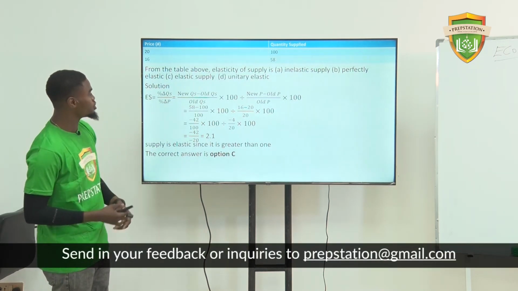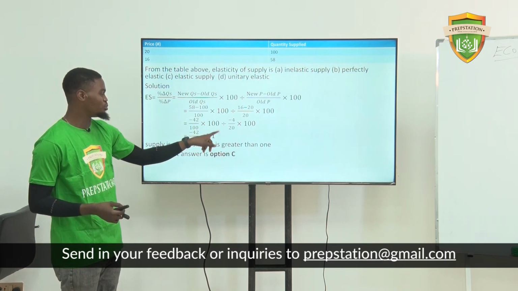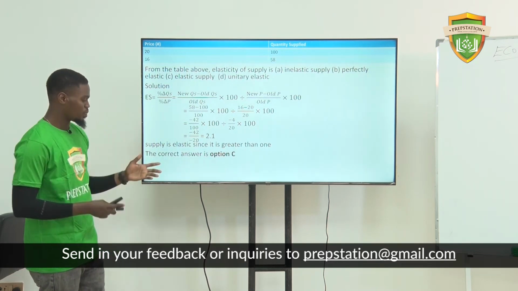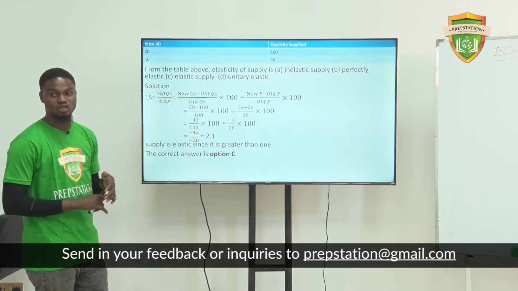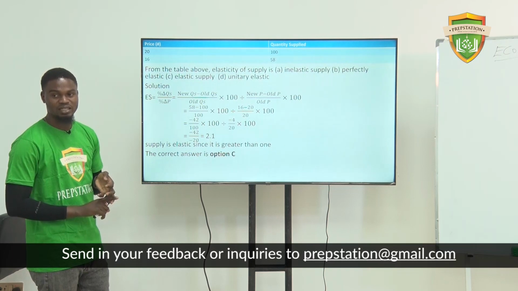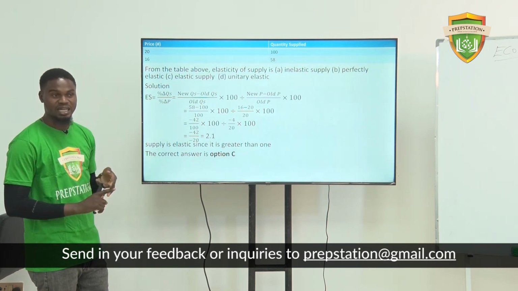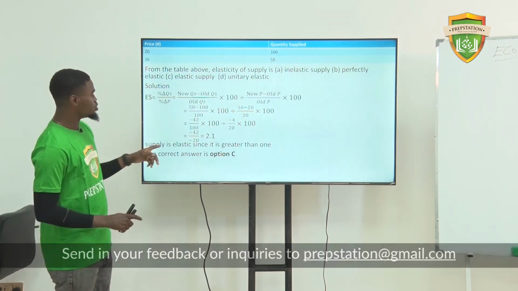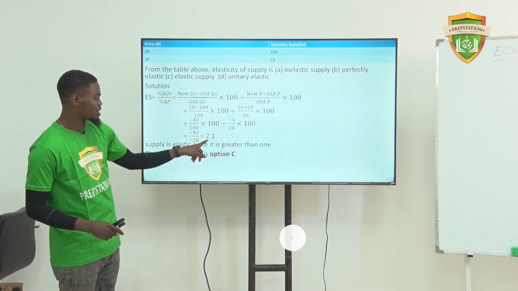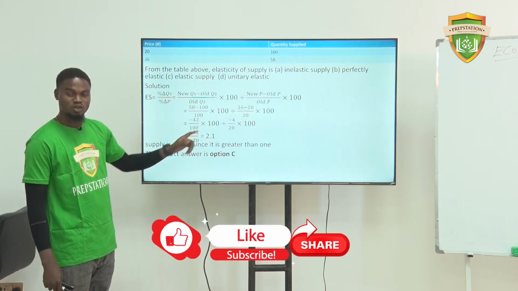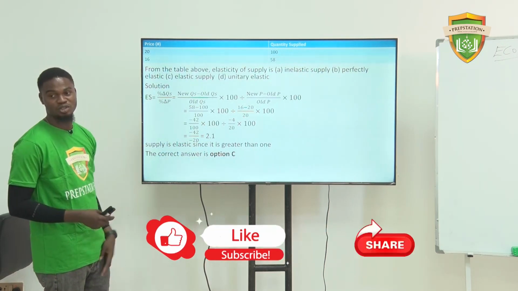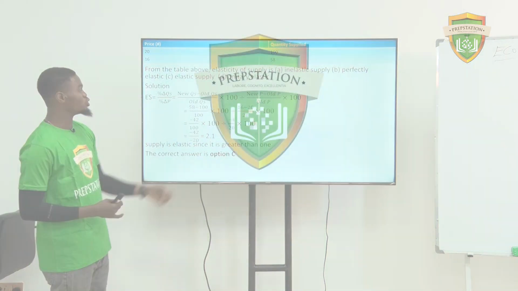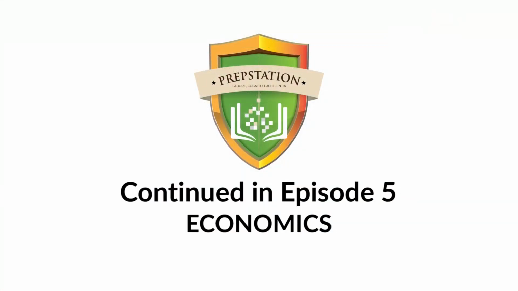So looking at the question, now we're asked to interpret what we have here. Remember, when your elasticity of supply is 1, it is called unitary. When it is less than 1, it is called inelastic. When it is greater than 1, it is called elastic. So you can see that since elasticity of supply, that is our result, is greater than 1, the appropriate interpretation given to this solution is option C, which is elastic supply, because it is greater than 1.